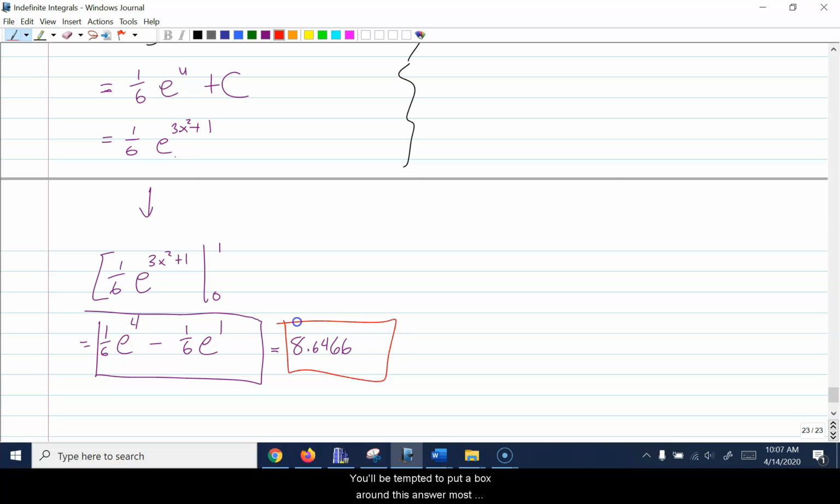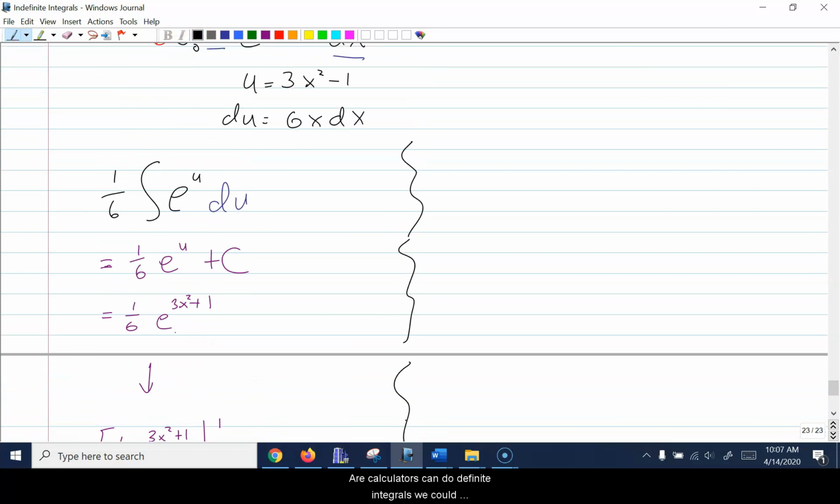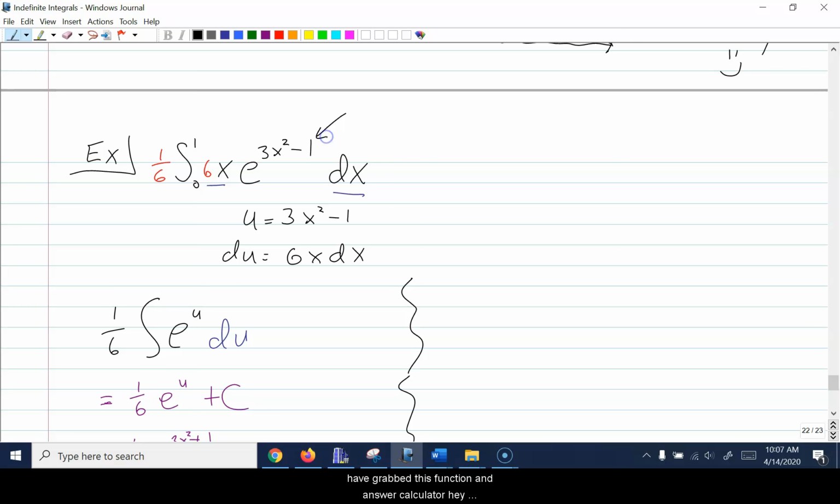You'll be tempted to put a box around this answer. Most of the time you don't really want a box around this answer, because remember, our calculators can do definite integrals. We could have graphed this function and asked our calculator, hey, what's the integral from 0 to 1? And it would have given us the 8.6466. So getting the decimal answer is kind of not impressive.